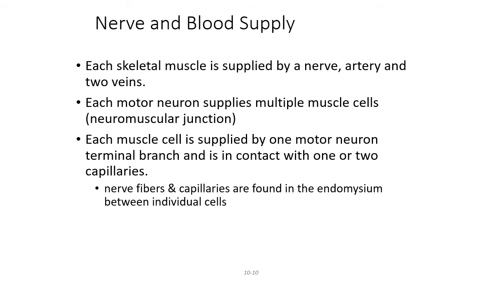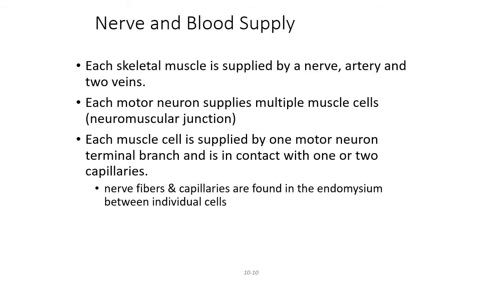In order to control the muscles, since it's a voluntary muscle, we need to have nerve supply coming into the muscle. And so we have a vast network of neurons that come into and supply the muscle, and those are going to be supplied by a single nerve typically. Blood supply coming into the muscle is typically going to be supplied by an artery. But depending upon the size of the muscle, there may be more than one main artery coming into it. And then we have at least two veins draining the muscle, again, depending upon the size of the muscle that's there.